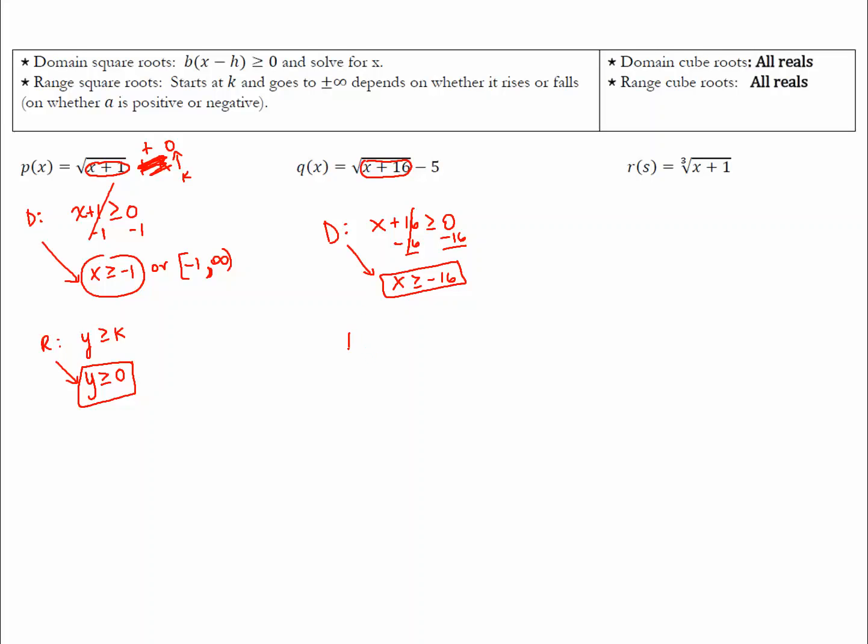That's the domain. For the range, y has to be greater than or equal to the k value. Well, which one is the k value? This one right here, the negative 5. So y has to be greater than or equal to negative 5.